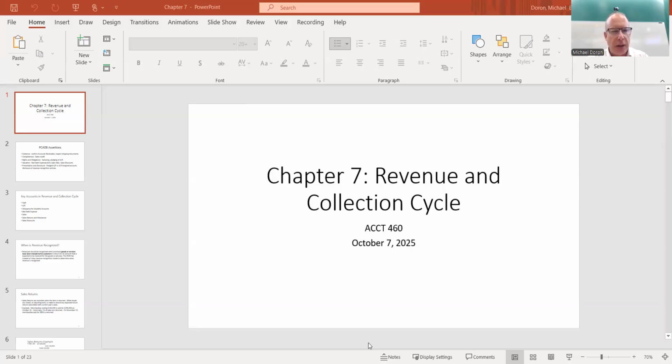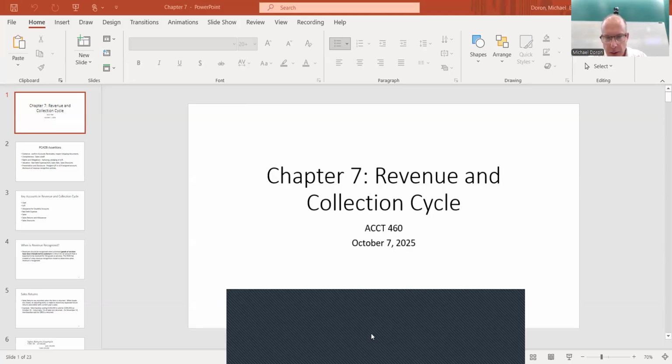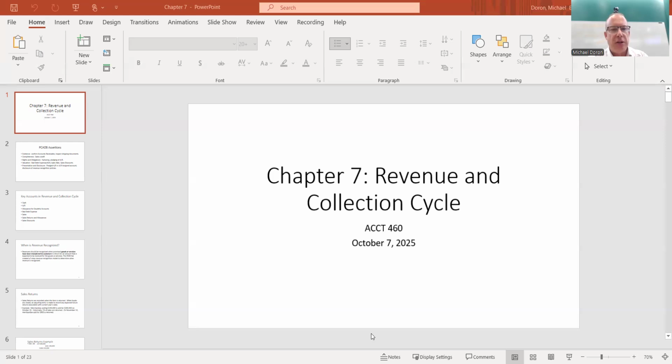So you have 4 documents there. This is the case. You do an accounts receivable. Start by reading through this. This is a PDF copy of the case. Then you've got a spreadsheet. This is what you're going to fill out. Your work papers.